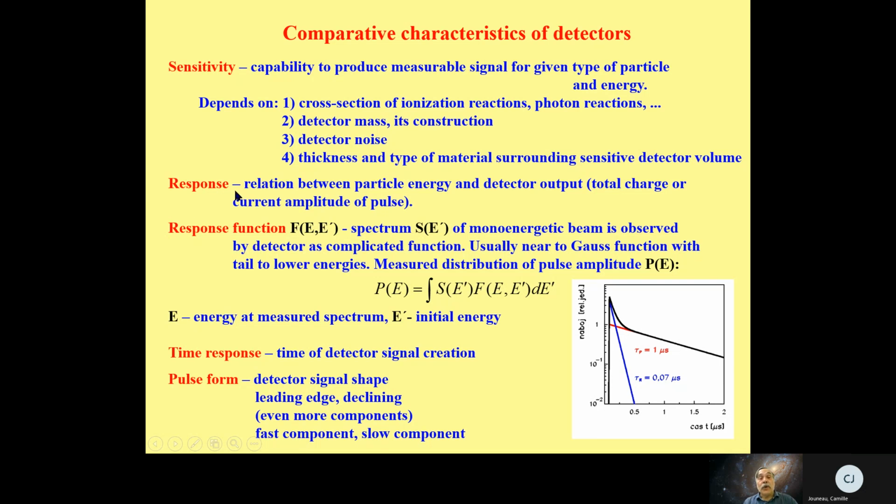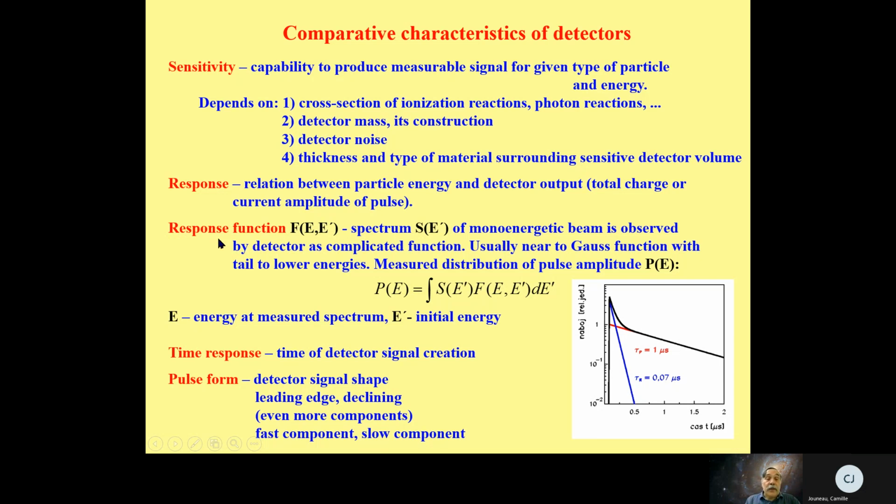The second quantity is response. This is the relation between particle energy and detector output. That means it shows you a connection between the energy of the particle and the channel in the spectrum which you obtained in this detector. That depends on the total charge or current amplitude of the pulse which is produced by the energy of the particle.